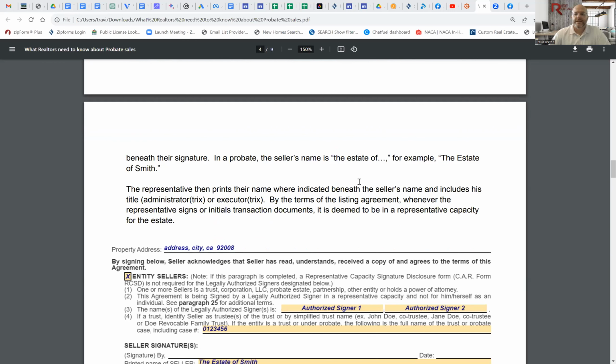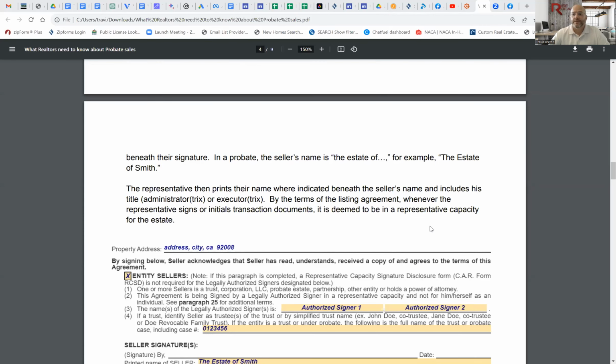In a probate, the seller's name is the estate of whatever the estate's name is. For example, the estate of Smith. The representative then prints their name where indicated beneath the seller's name and includes his title, administrator or administratrix, or executor or executrix. By the terms of the listing agreement, whenever the representative signs or initials transaction documents, it is deemed to be in a representative capacity for the estate.